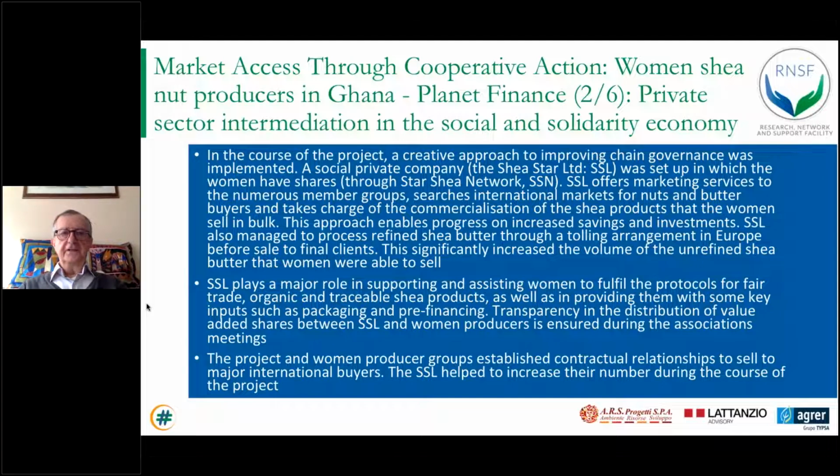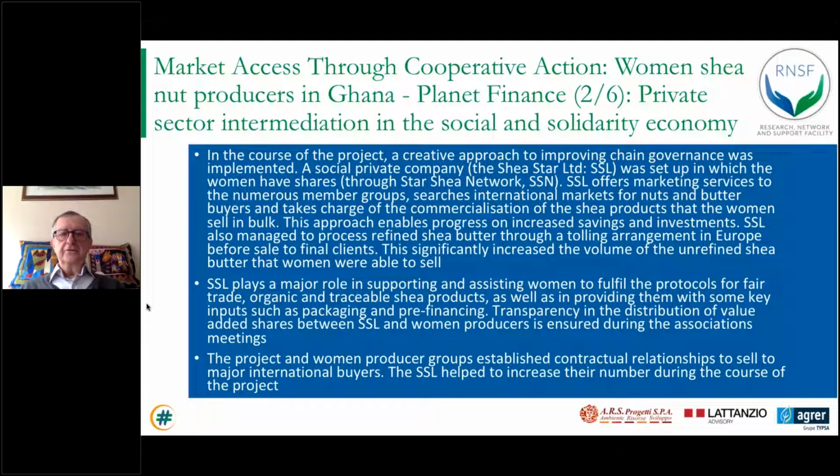international markets for nuts and butter buyers and takes charge of the commercialization of the shea products that the women sell in bulk. This approach enables progress on increased savings and investments, and SSL also managed to process refined shea butter through a tolling arrangement in Europe before sale to final clients. So this significantly increased the volume of the unrefined shea butter that women were able to sell.